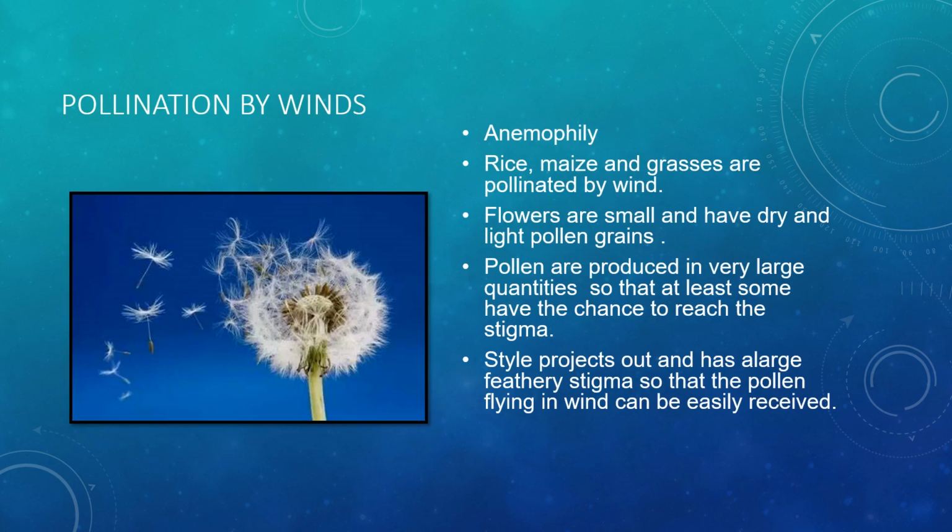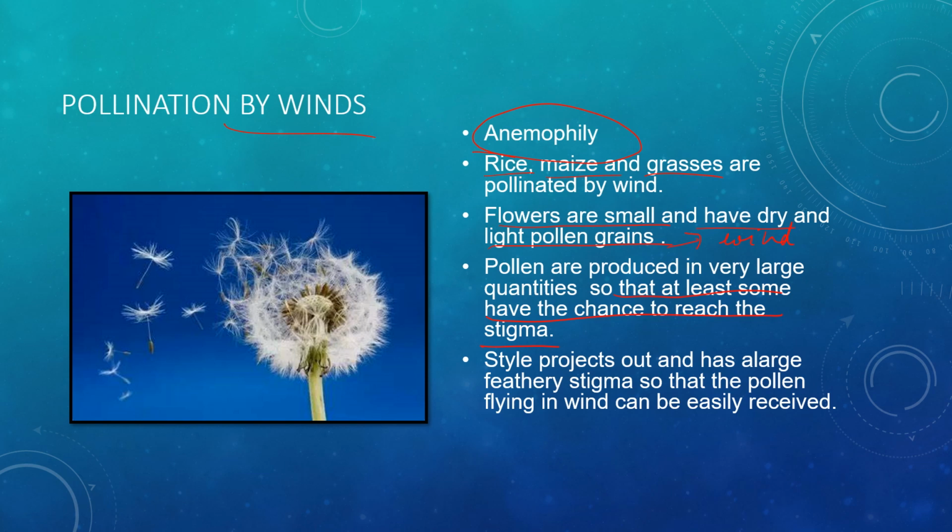Next comes pollination by wind. This is called anemophily. The first one was entomophily, pollination by insects, and this is anemophily. This happens in plants such as rice, maize and grasses. Most wind pollinated flowers are very small and have dry and light pollen grains, so that they can be easily carried by wind. Why are these grains small and dry? Because they can be easily carried by wind. The pollen grains are produced in very large quantities, so that at least some have the chance to reach the stigma.